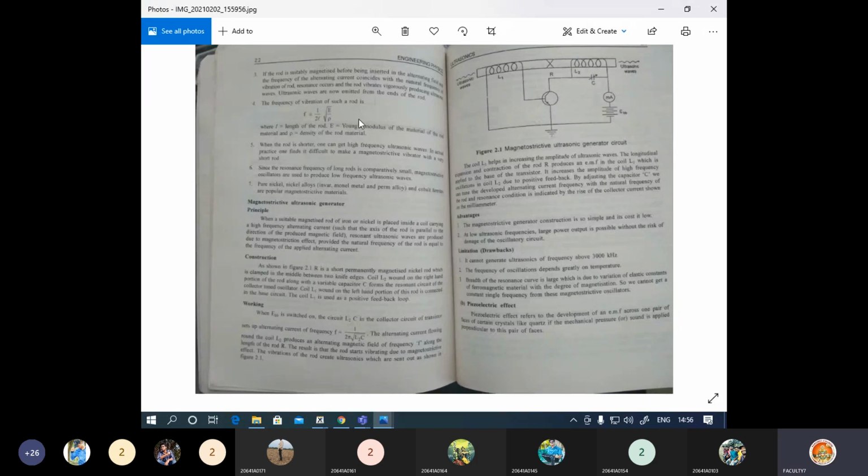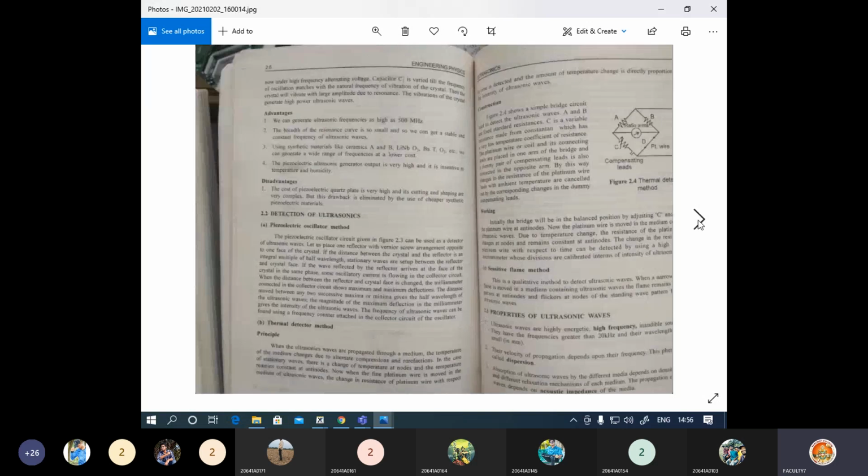Now here also you can take the screenshot if required. Take this particular part, the continuation of the previous sheet, up to this part.